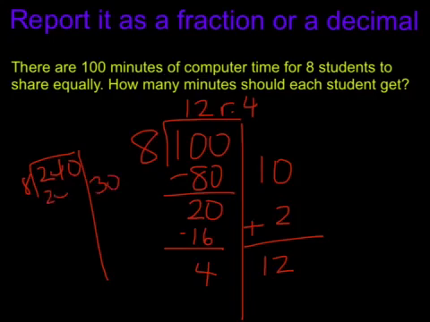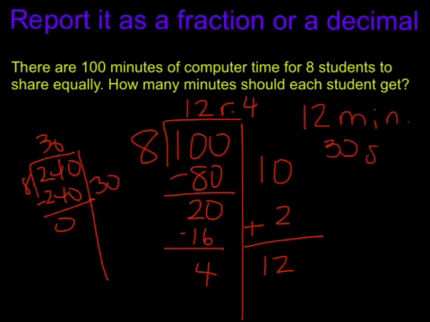30 times 8 is exactly 240, so I'm left with 0. No adding or anything left to do. So what this means is I'm going to end up with 12 minutes and 30 seconds of computer time per student. This is not the only possible answer though, so let's look at another one.